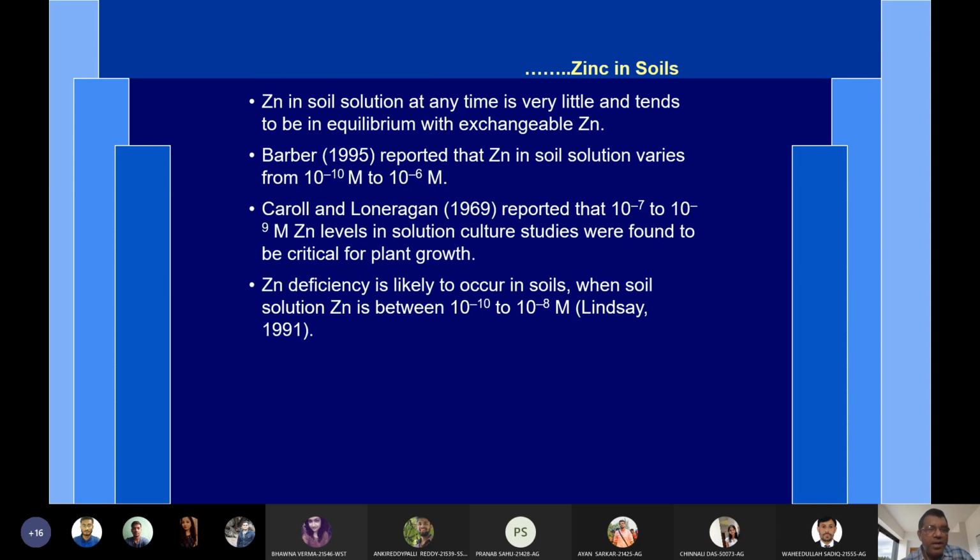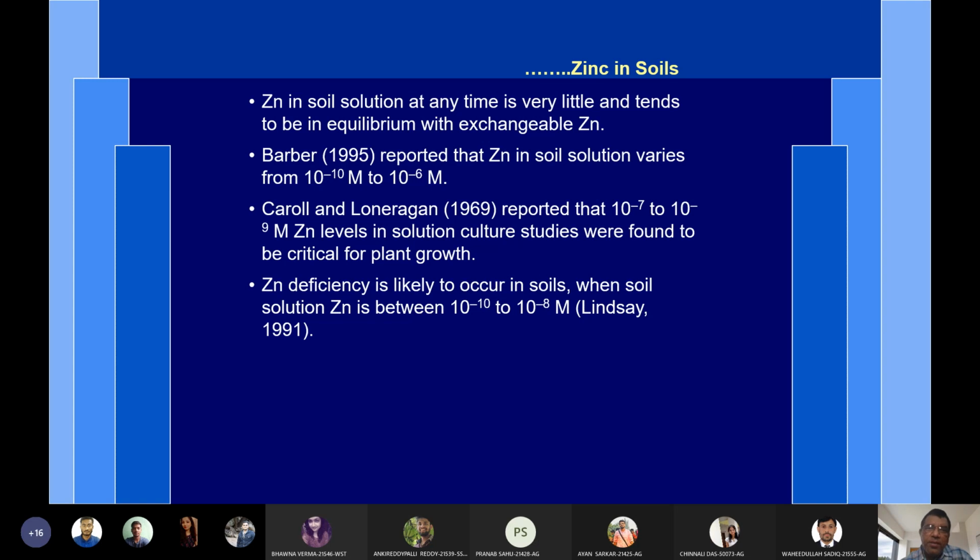So zinc in soil solution at any time is very small, and tends to be in equilibrium with the exchangeable zinc. You have exchangeable zinc, you have solution zinc, so they are in equilibrium. Barber reported that zinc in soil solution varies from 10 to the power minus 10 molar to 10 to the power minus 6 molar. Very, very small fraction in soil solution. Carroll and Loneragan reported that 10 to the power minus 7 to 10 to the power minus 9 molar zinc levels in solution culture studies were found to be critical for plant growth.